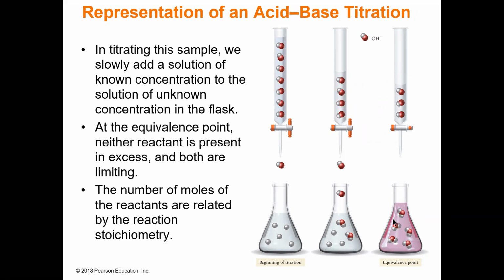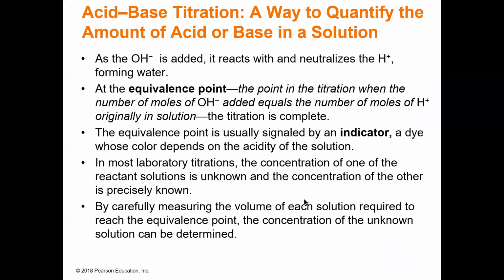Now, how do you know you've reached your equivalence point, right? Because you can't see it with the naked eye. You have to add what's known as an indicator. And this is a dye whose color will depend on the acidity of the solution. So its color will change depending on how acidic it is. A lot of times we use phenolphthalein.